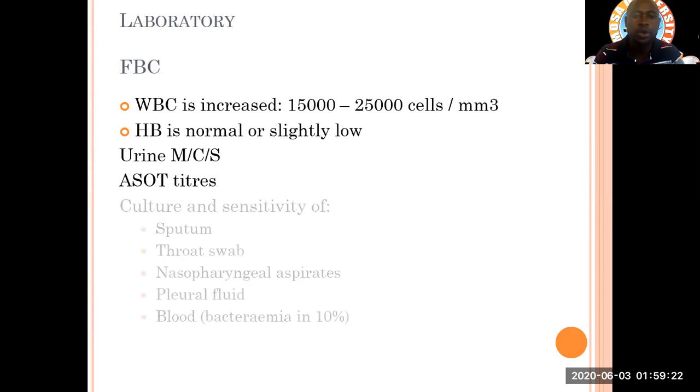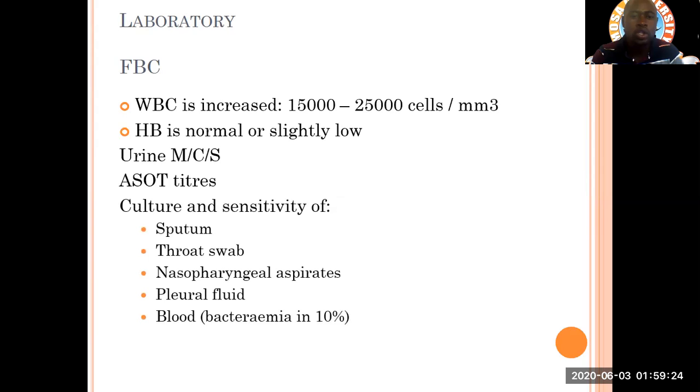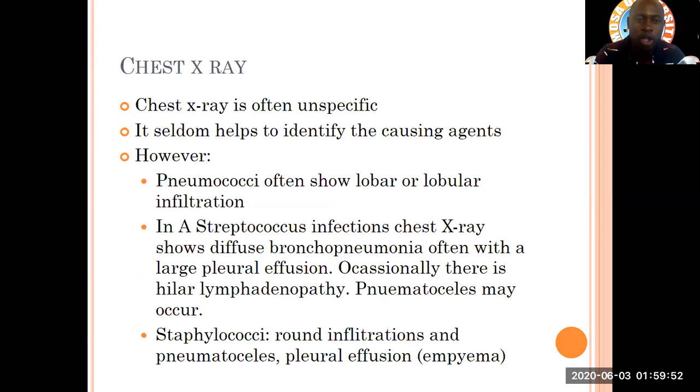You can also do urine microscopy, and you can do the culture and sensitivity, because we know that there are other differential conditions that may present in the same way. The topic that we'll look at the next time we have a discussion is tuberculosis. So we can also do culture and sensitivity, where we use sputum, throat swab, nasopharyngeal aspirates, also pleural fluid and blood to root out bacteria.